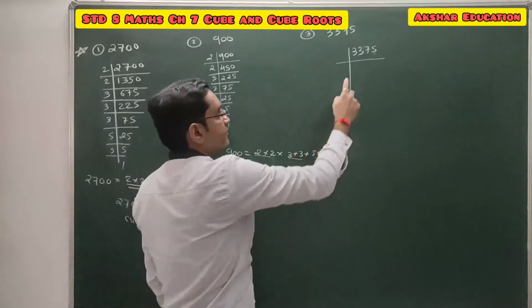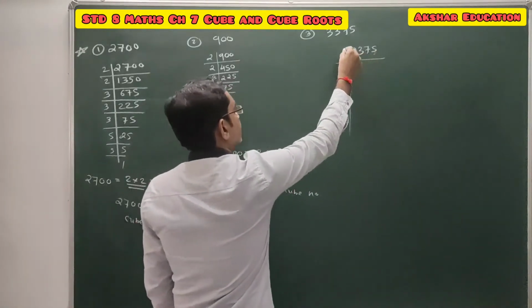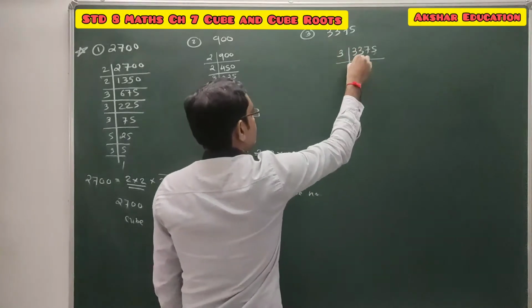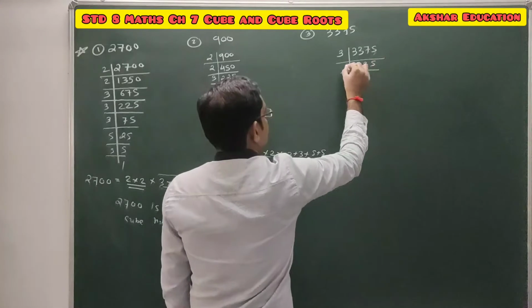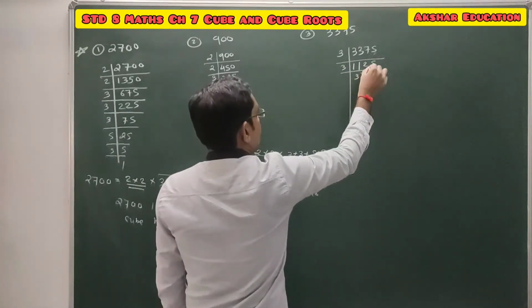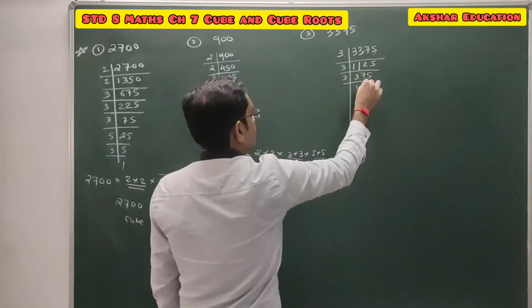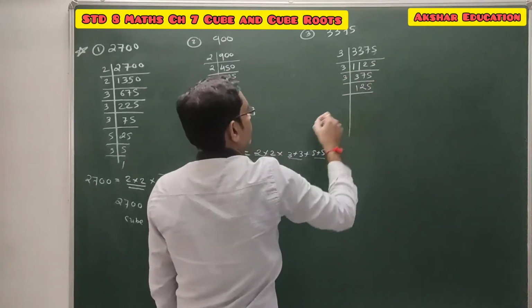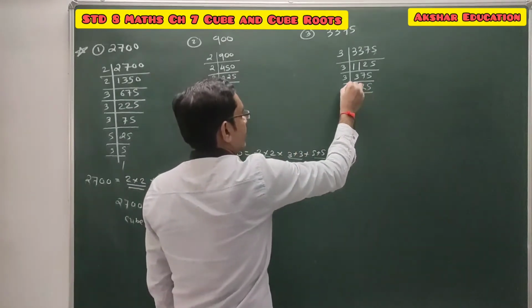Now you have to check the divisibility by 3. So 3 plus 3 is 6, plus 7 is 13, plus 5 is 18. 3 1s are 3, 3 2s are 6, 3 5s are 15. Now it is not divisible by 3, so you have to divide by 5.